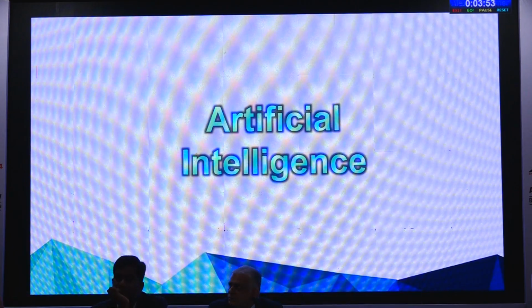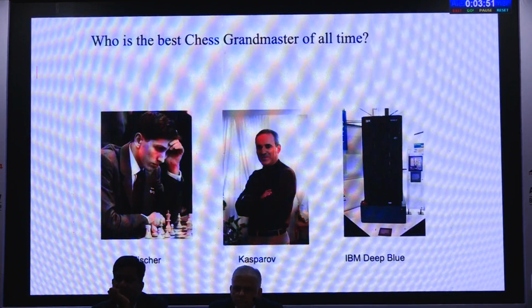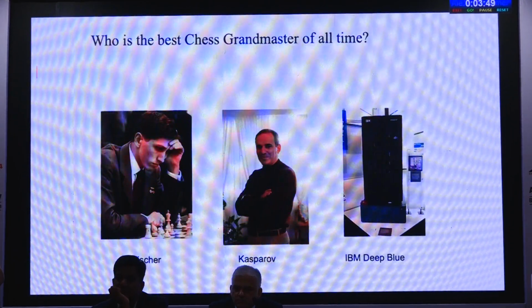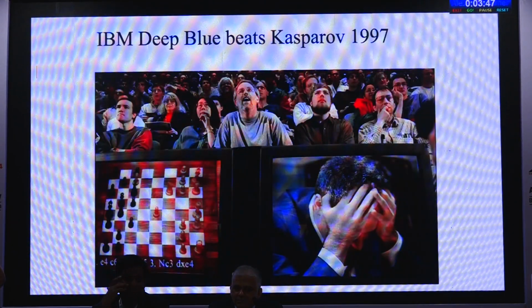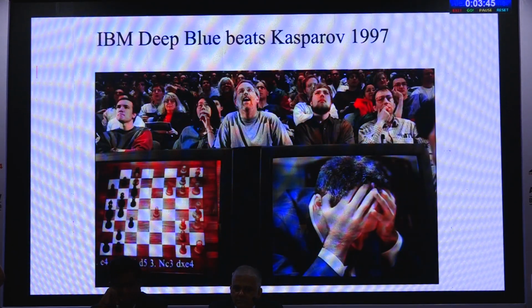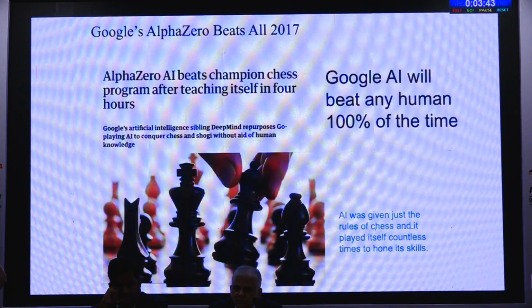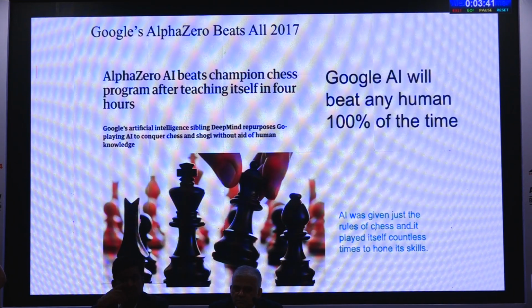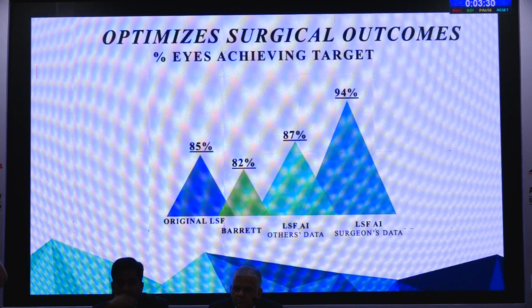The answer is AI. So remember this? Who was the best chess grandmaster of all time? Well, it used to be Kasparov till IBM Deep Blue beat him. Remember that? That was 27 years ago. And now, 7 years ago, Google AlphaZero taught itself chess in a few hours, beats any human 100% of the time. That's where we're at. That's 7 years ago. So now we're far beyond that.